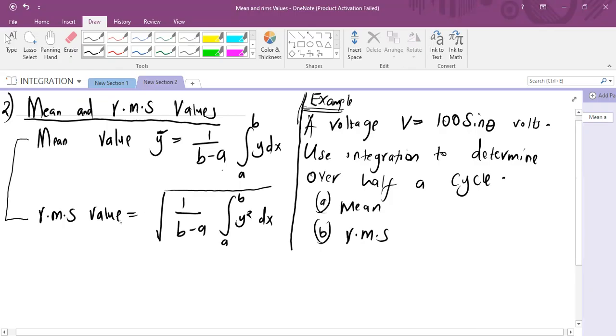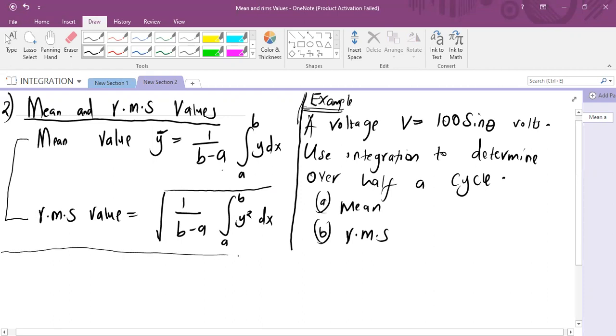And the RMS value is given by the square root of 1 over b minus a, integral from a to b of y squared dx, where basically y is the value that you've been given, the value of the function, and b and a are your limits or your range. Now, let's take up an example here.